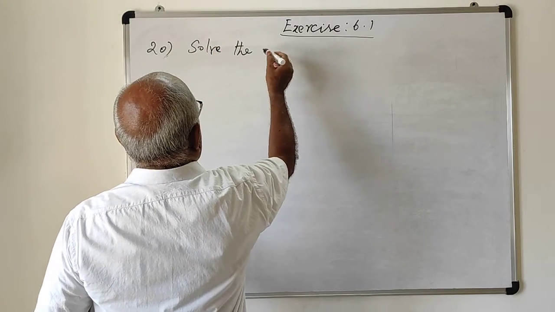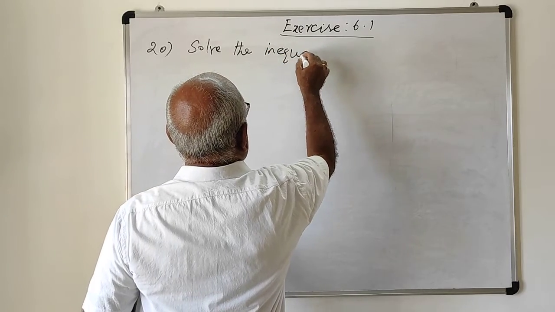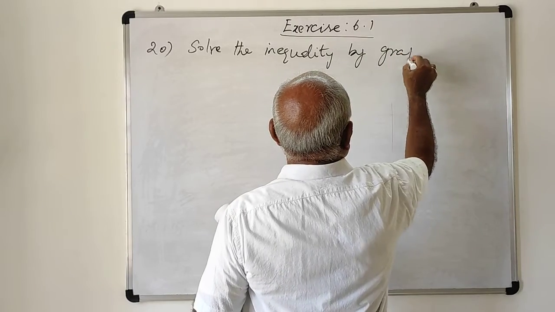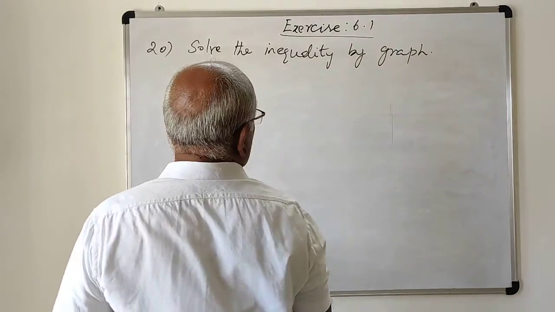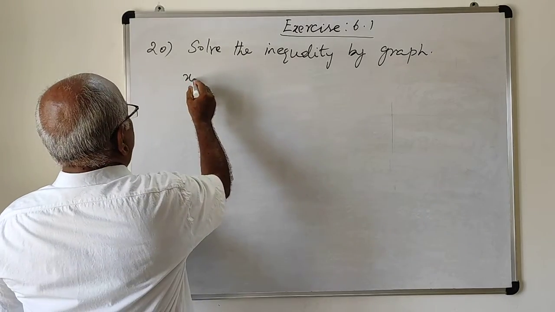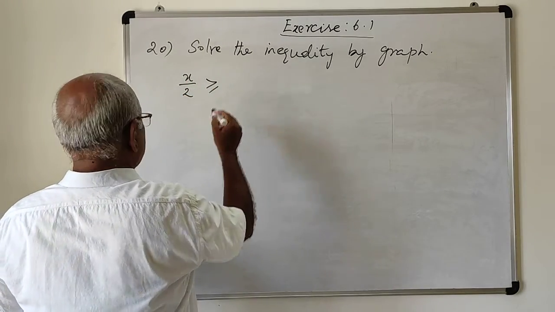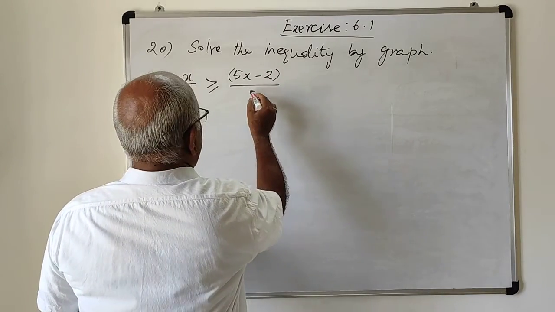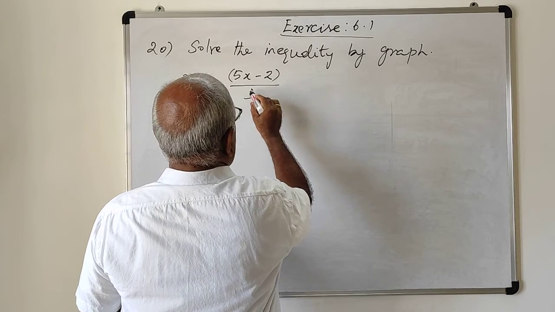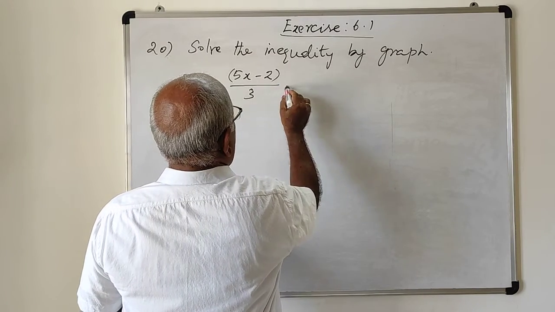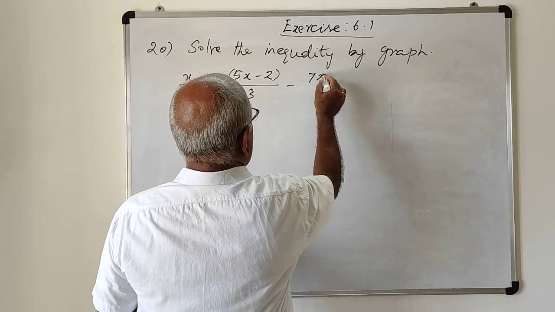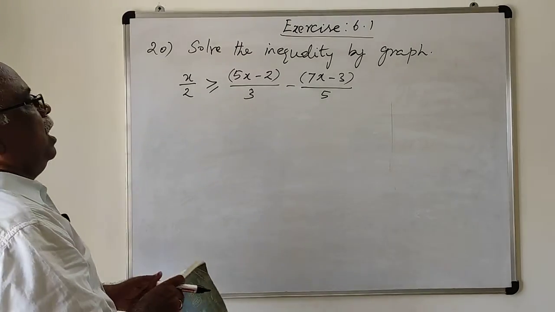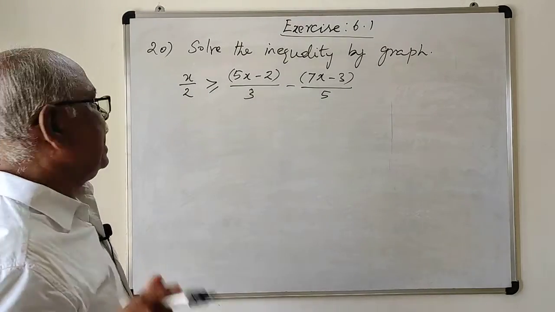Solve the inequality by graph. You have to give a graphical representation of the solution for this problem. x by 2 is greater than or equal to (5x minus 2) by 3 minus (7x minus 3) by 5. You have to solve this problem and express the solution by graph.